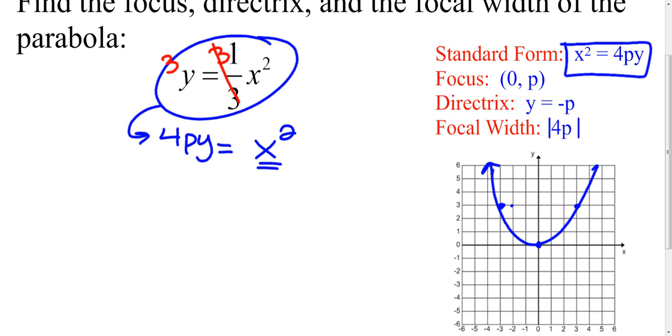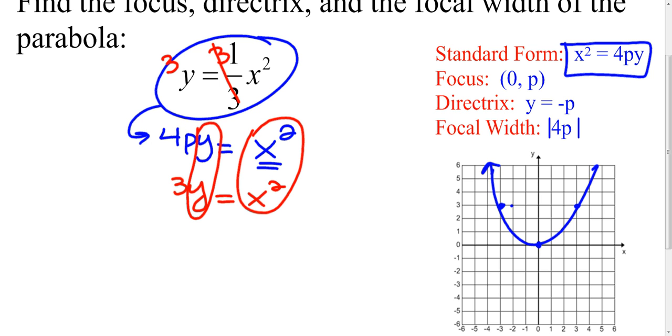Those will drop out, and I get 3y equals x squared. Okay, so now you can see these match up. You can see these match up. And now what I know is this, that 4p has to be 3. So I'm going to figure out what do I plug in for p so that when I take 4 times that number, I get 3. Obviously, if I divide by 4, p is 3/4.